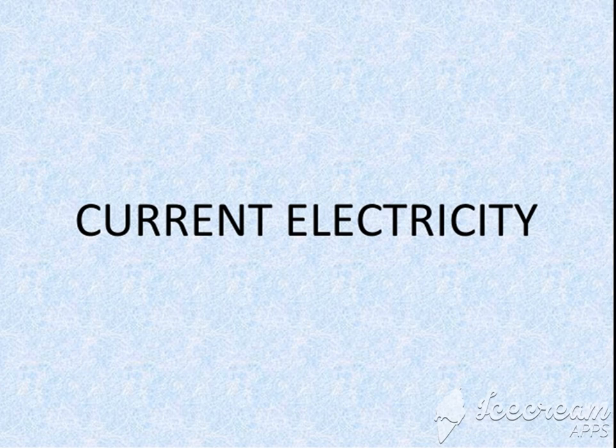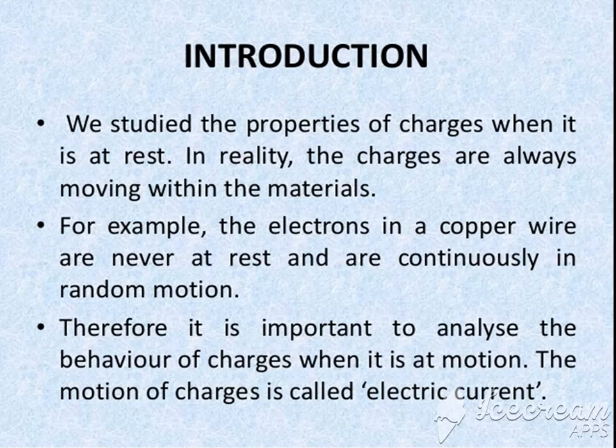As we have completed the first unit, that is electrostatics, this is the second unit, or you can say the third chapter, that is current electricity. So we have studied the properties of charges when they are at rest, but in reality the charges are always moving. For example, the electrons in a copper wire are never at rest and are continuously in random motion. Therefore, it is important to analyze the behavior of charges when they are in motion. So, the motion of charges is called electric current.